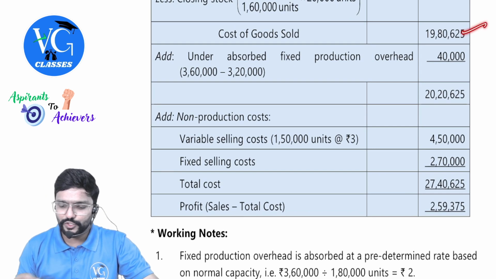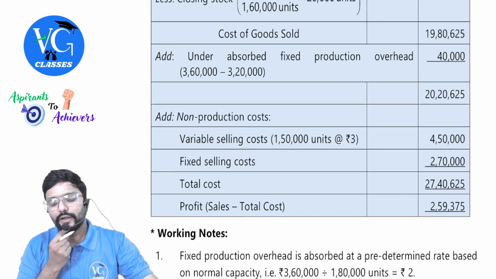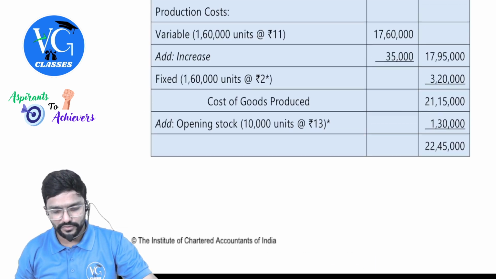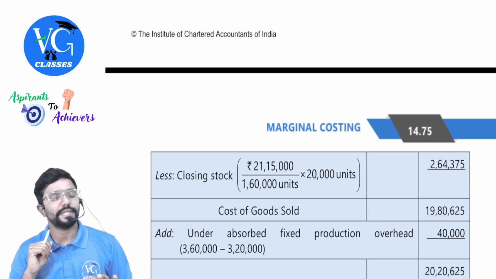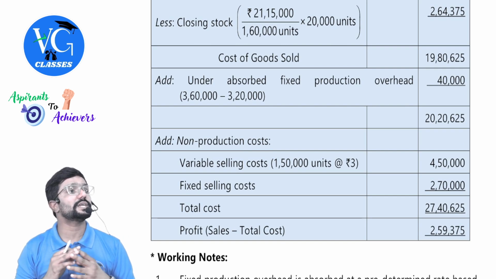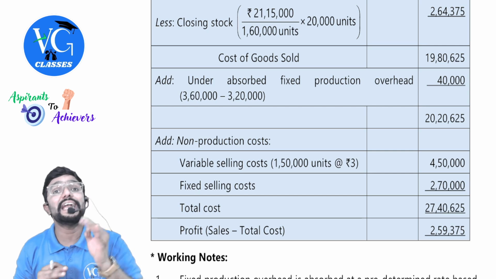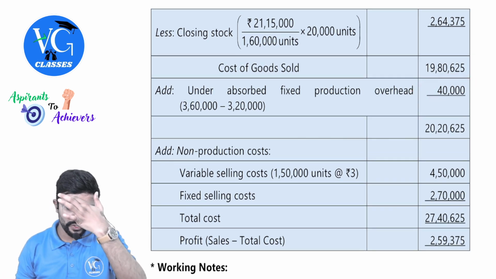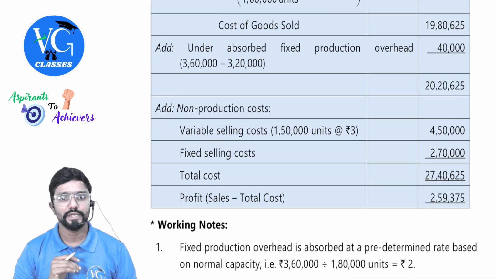Now cost of goods sold. Next, under absorption of the fixed production overhead. How much? 360 minus how much we have absorbed? 320. So there is under absorption of how much? 40. Under absorption means I have charged less cost. Now should I add it to the cost or deduct it from the cost? Add it to the cost. So add 40,000. So what is your total cost now? 20, 20, 625. Okay, sir.